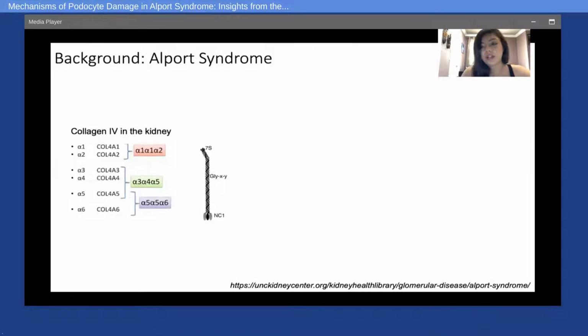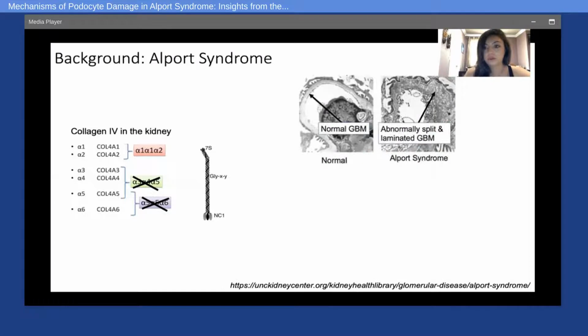In patients with Alport syndrome, unfortunately, there is a mutation in the collagen 4 alpha 3, 4, or 5 trimer. This particular mutation does not allow the mature formation of the GBM, the switch from the collagen 4 alpha 1 trimer to collagen 4 alpha 3, 4, and 5.